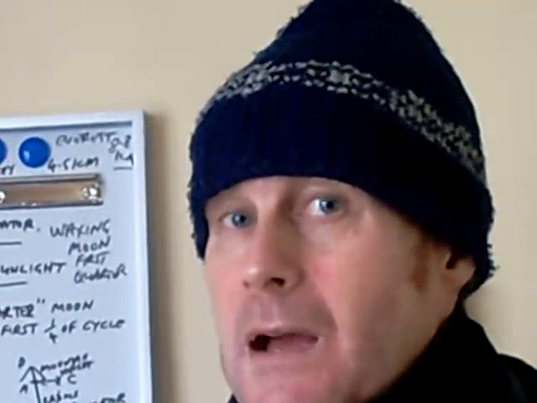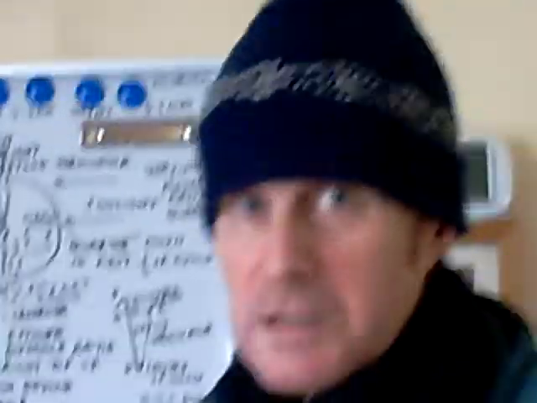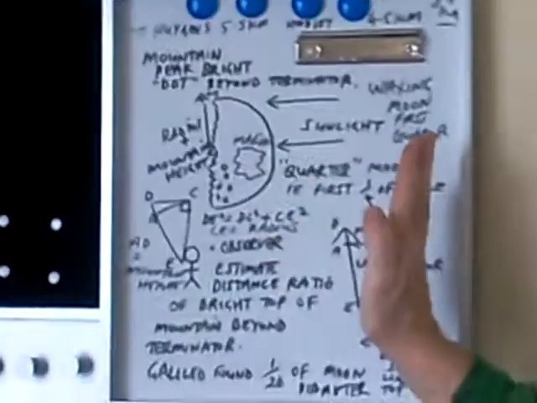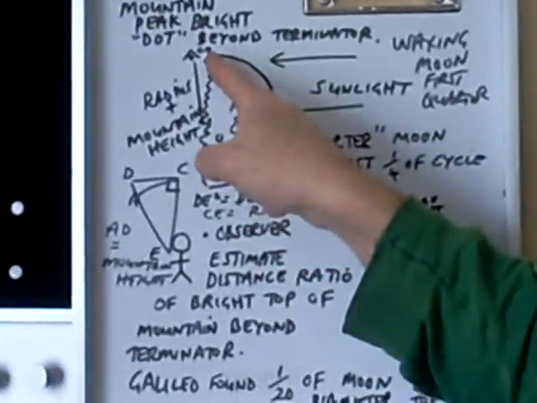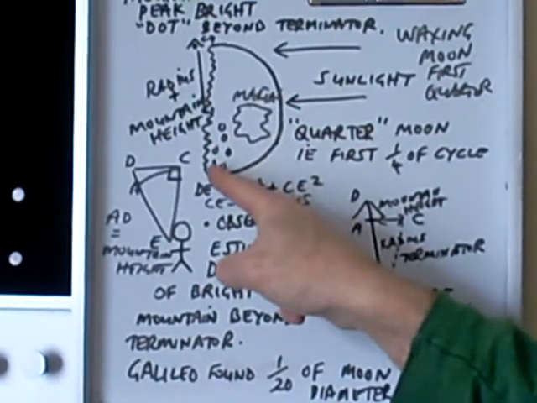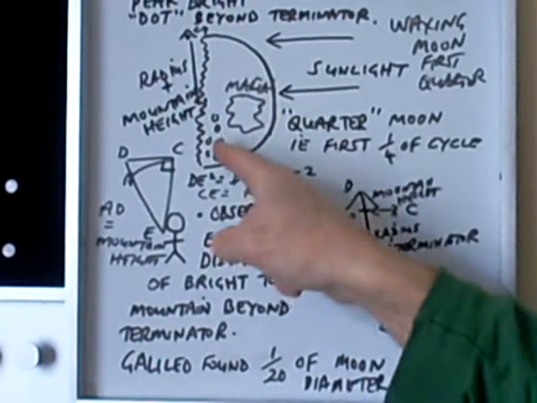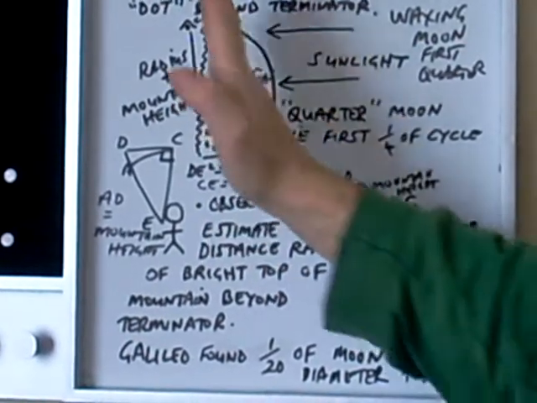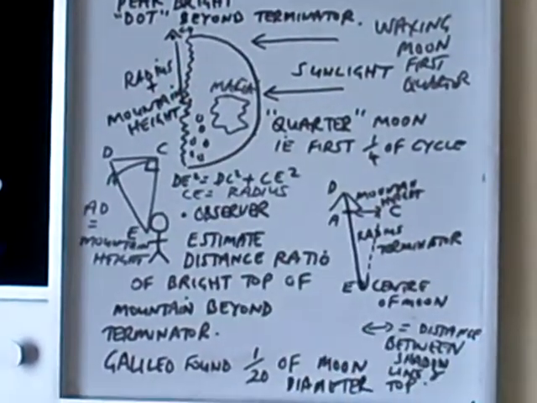Now Galileo's genius was to apply this to a problem. How could you measure the heights of mountains on the moon? Well, what he did was wait for the moon to be what's known as a waxing moon. That starts off as a crescent, and then it becomes fuller, that's known as waxing, and eventually it reaches first quarter, which is what I've drawn there.